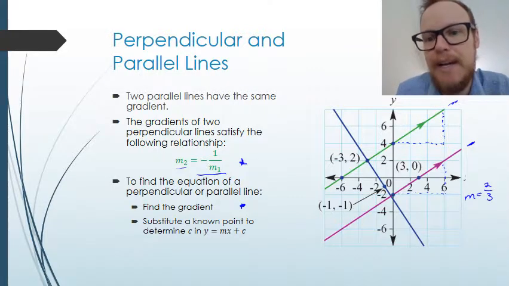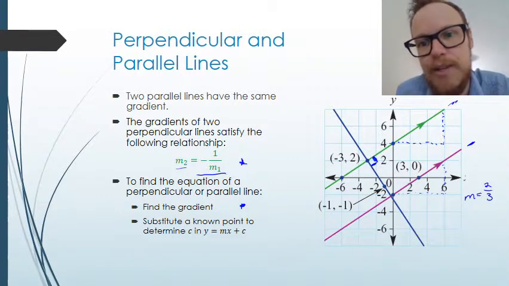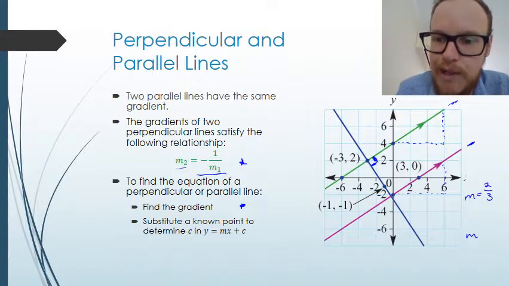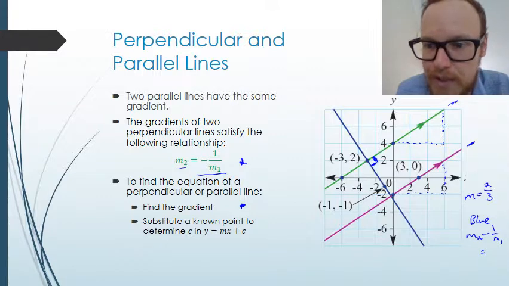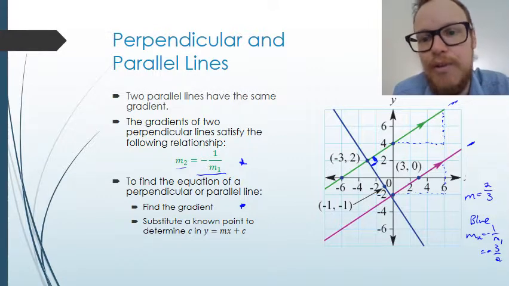If we have a look, our blue line is perpendicular to both our green and purple lines. They're 90 degrees to each other. So the gradient of our blue line should be the negative inverse of the gradient of the first one. So it should be negative, and it should be 3/2, not 2/3.